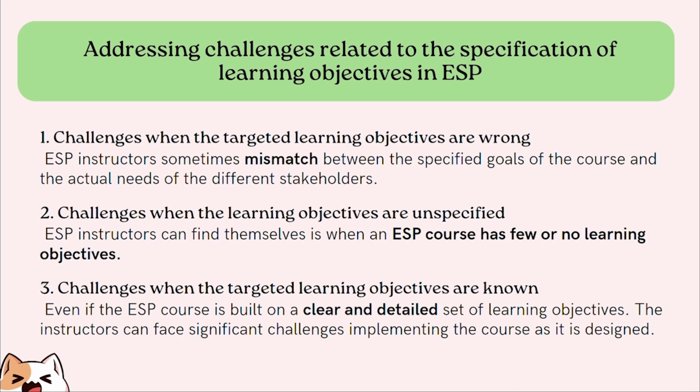The next one is addressing challenges related to the specification of learning objectives in ESP. The first one is challenges when the target learning objectives are wrong. ESP instructors sometimes face a mismatch between the specified goal of the course and the actual needs of the different stakeholders. This situation can occur for various reasons, but perhaps the most common is that the course has been designed by administrators who are not familiar with the target settings.